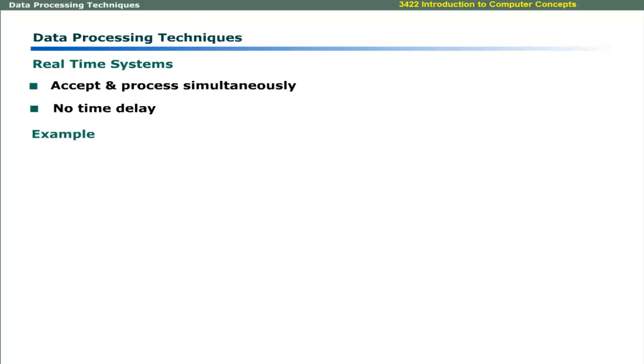Real-time systems accept and process data simultaneously. There is no time delay in real-time systems. For example, the radar system and weather forecasting system are real-time systems.